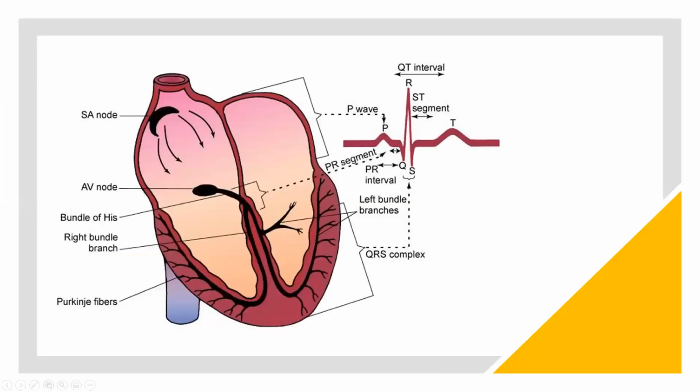So this is just a picture for you so you can kind of get a visual of everything that I've talked about. Here we have pointed out the SA node. This is where the electrical impulses start. They move down to the AV node. Here's our bundle of His, and it moves down into the right and left bundle branches that further go down into the Purkinje fibers.